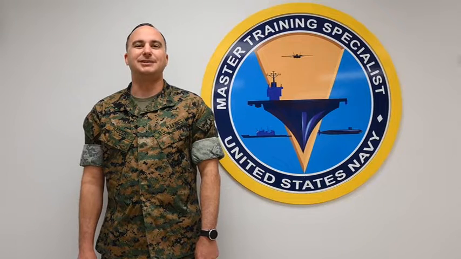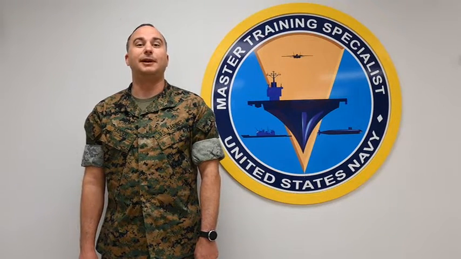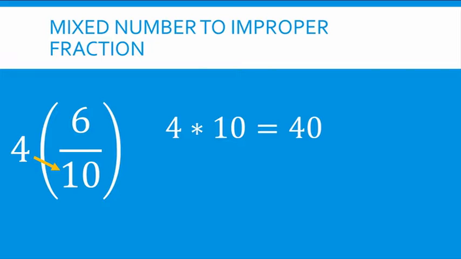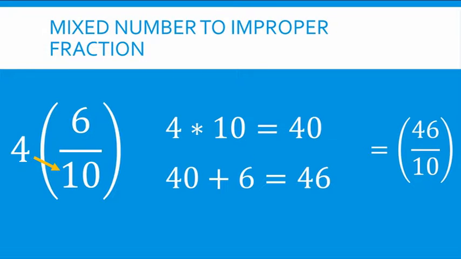To change a mixed number to an improper fraction, we perform the opposite of division and multiply. First, we multiply the whole number by the denominator. 4 multiplied by 10 equals 40. Next, we add the product to the numerator. 40 plus 6 equals 46. Then the sum becomes a new numerator and we keep the same denominator.